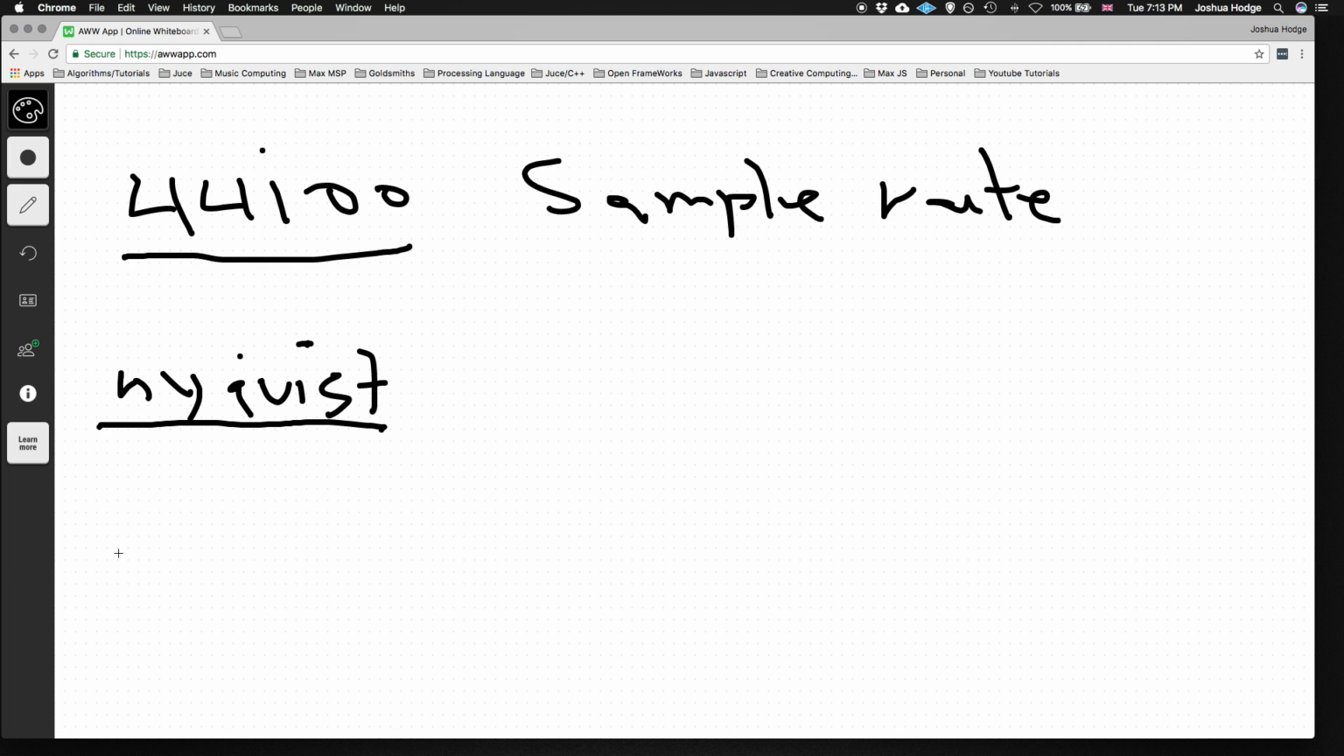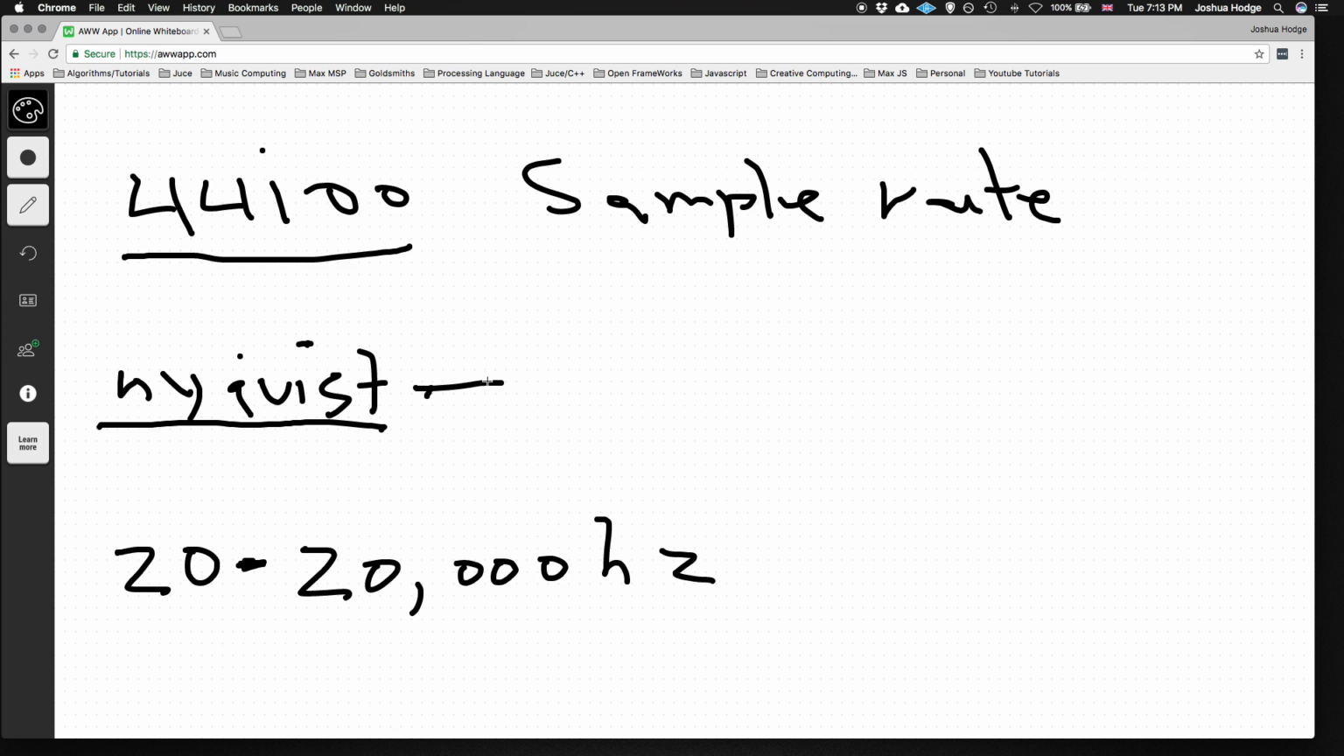Humans can hear between a frequency of 20 hertz to 20,000 hertz. That's the basic range of human hearing. Most of us, especially me, can't hear all the way up to 20,000 hertz, but that is the understood range of human hearing. Now, the Nyquist theory states that the maximum frequency that can be represented in a domain, if we were sampling a sound, is half of the sampling rate.